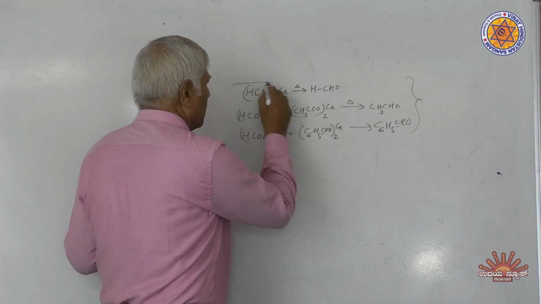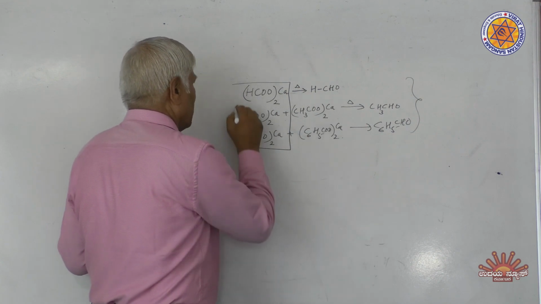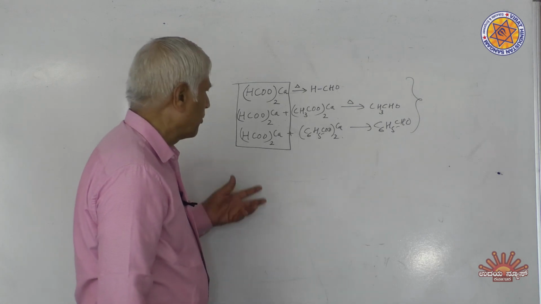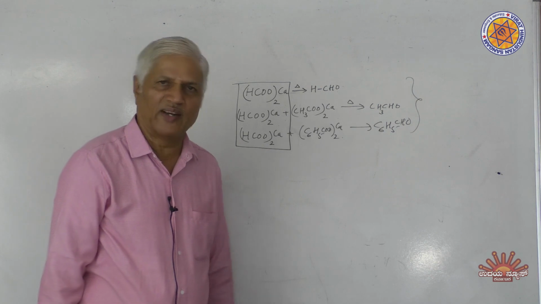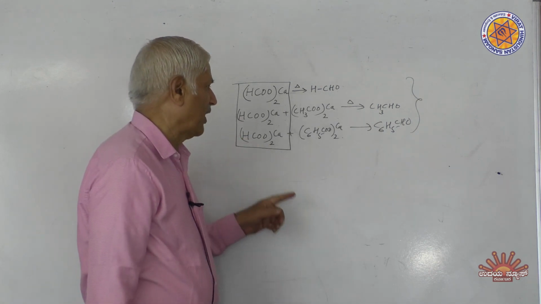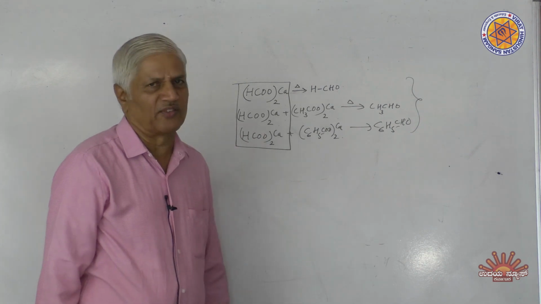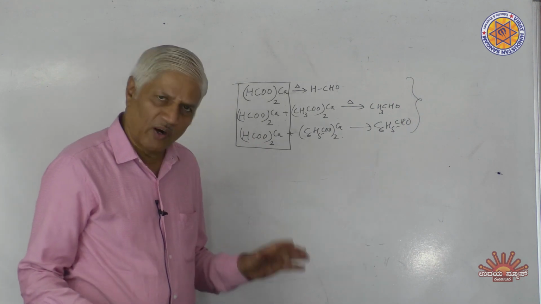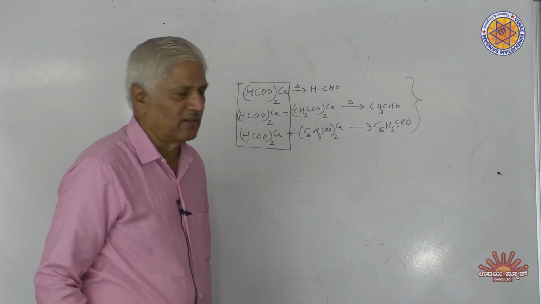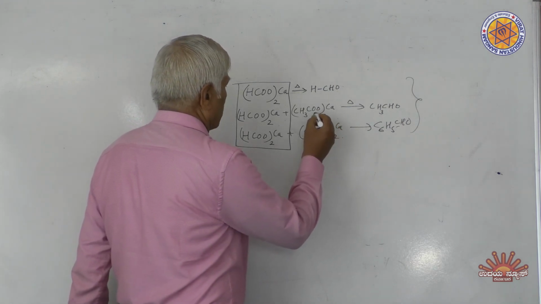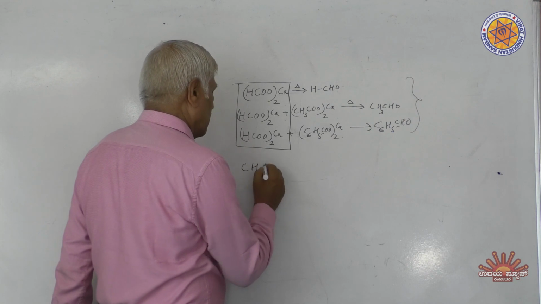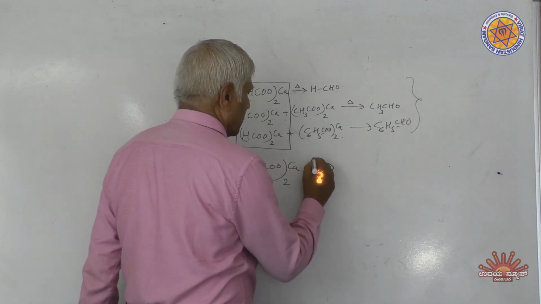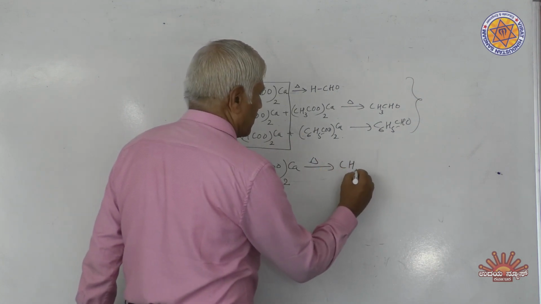Did you notice one thing? If you get an aldehyde, calcium formate is a must in the reactant. Calcium formate plus acetate, formate plus benzoate, like that. If the product is an aldehyde, one of the reactants must be calcium formate. Suppose you are not interested in aldehyde, you want a ketone, avoid calcium formate. Suppose, look here, you use this combination, (CH3COO)2Ca, calcium acetate alone. You don't get an aldehyde. You get a ketone, acetone.